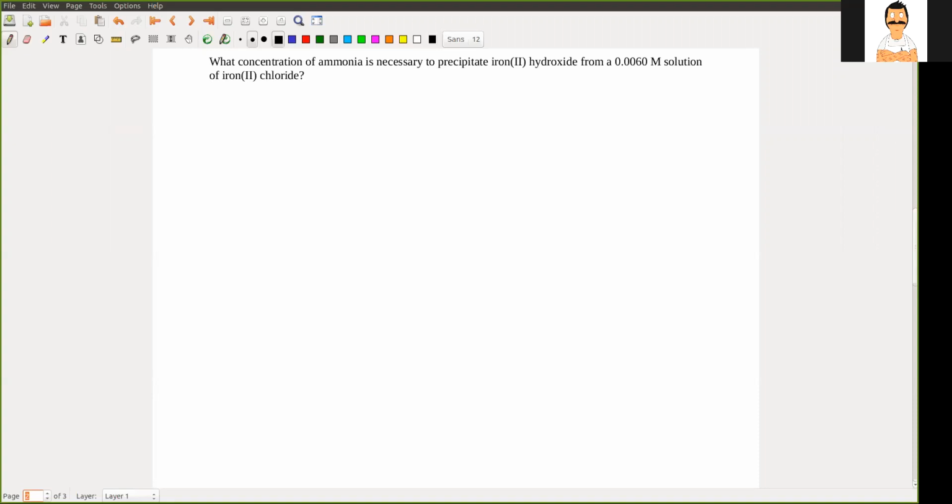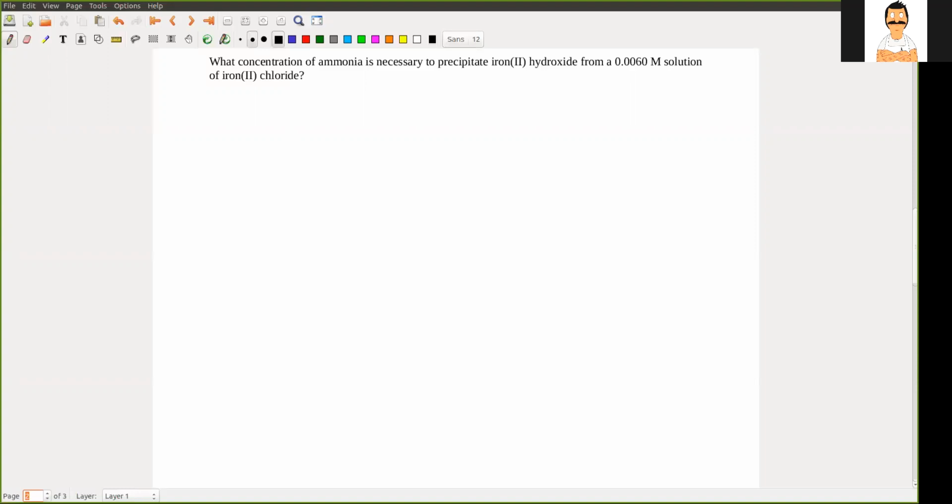And today we are looking at the effect of pH on the solubility of species. Specifically, we're looking at how much of a given, in this case, ammonia, is needed to precipitate iron 2 hydroxide from a 0.0060 molar solution of iron 2 chloride. So the main thing that we're looking at here is how the pH, in this case we're worried about the hydroxide ion, so the pOH, influences precipitation. So let's have a look.